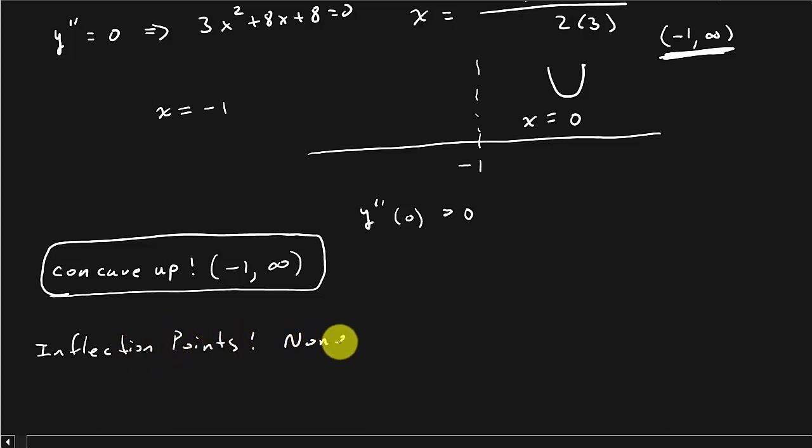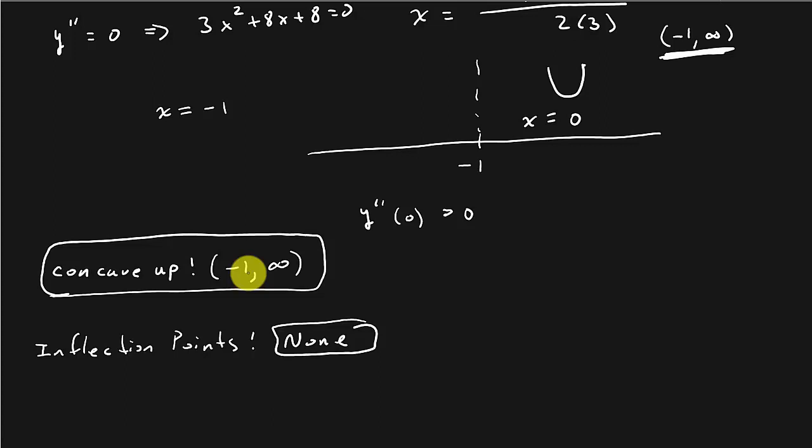And that would be none, because it doesn't change concavity anywhere, does it? So there's no inflection points. So now all these things that we've circled as we've been going through and working the problem, we've got to use all of that to graph our function.